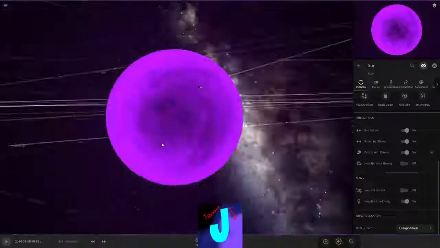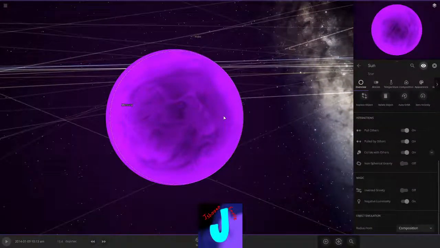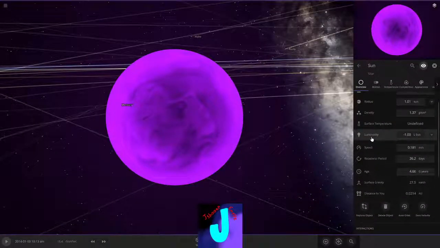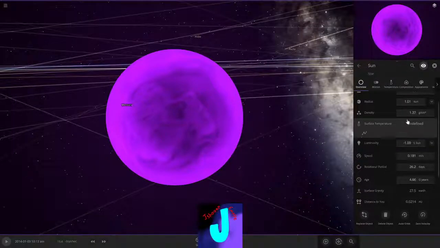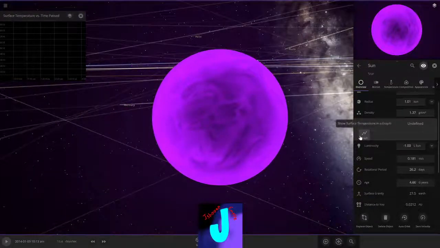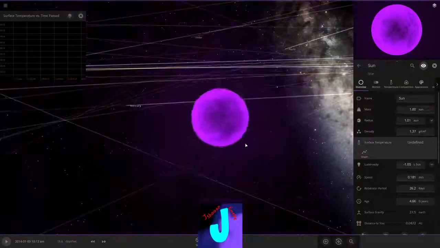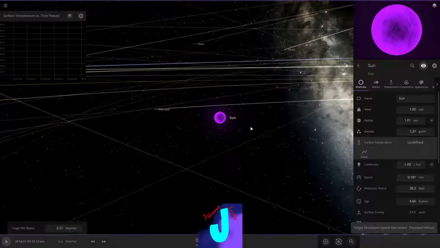Whoa. Okay, so science lesson for luminosity. Now I'm going to get the game's definition to help explain this. It's total energy released per second. It's pretty much how bright an object is. Surface temperature undefined. Can I get a graph of this? Okay, so negative luminosity. Let's see how well this plays out.